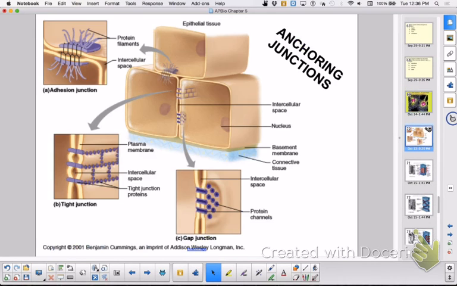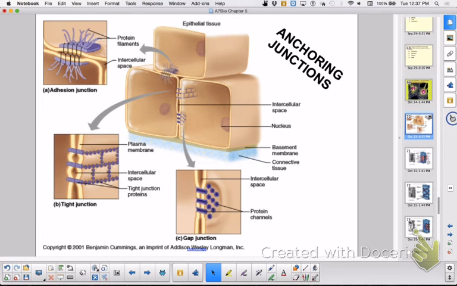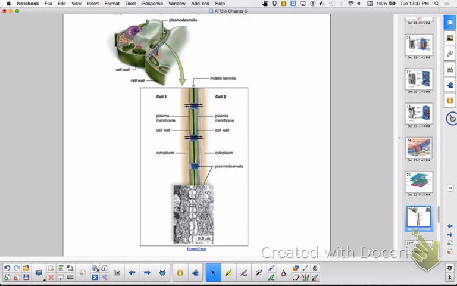Cell junctions, we talked about the different types. A tight junction is protein to protein, like a stitch between the cell membranes. What's this one? Gap junction is channel to channel. And then what? Adhesion: cytoskeleton to cytoskeleton.